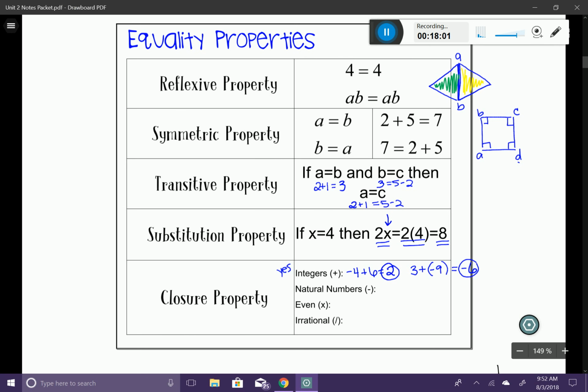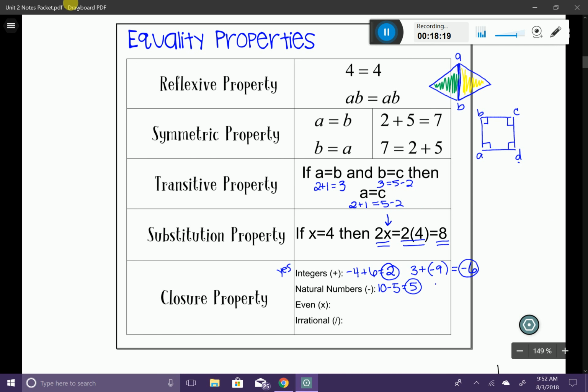I'm just going to think of nice easy numbers. So how about 10 minus 5? That's going to equal 5, right? Isn't 5 a natural number? Okay, so it works. But can you think of any numbers that might not work?